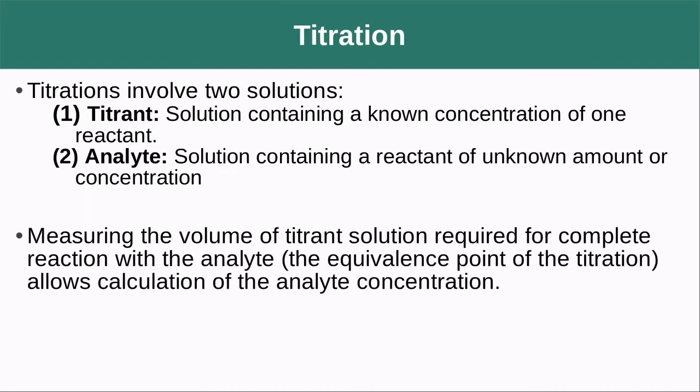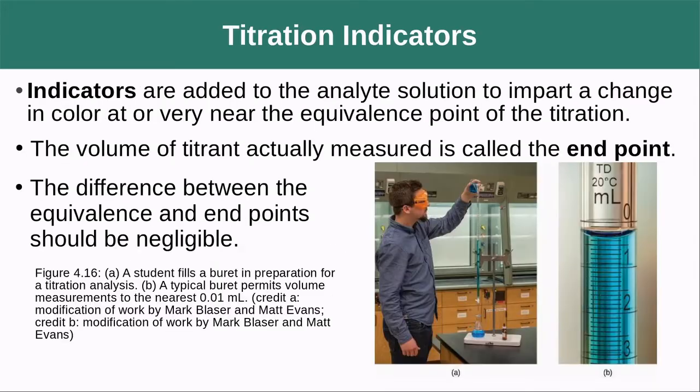Titration. Titration involves 2 solutions. The titrant, a solution containing a known concentration of one reactant, and the analyte, a solution containing a reactant of an unknown amount or concentration. Measuring the volume of titrant solution required for complete reaction with the analyte, the equivalence point of the titration, allows calculation of the analyte concentration.